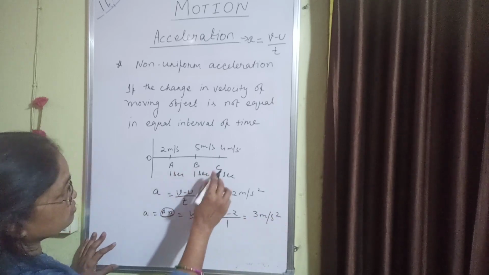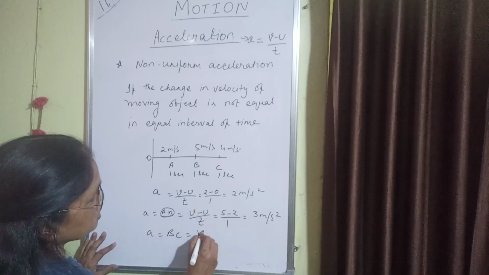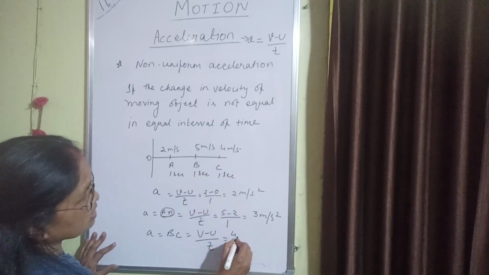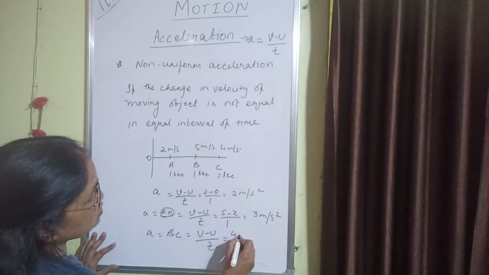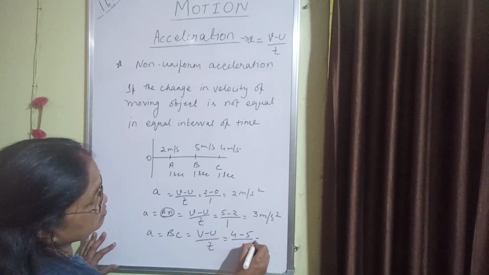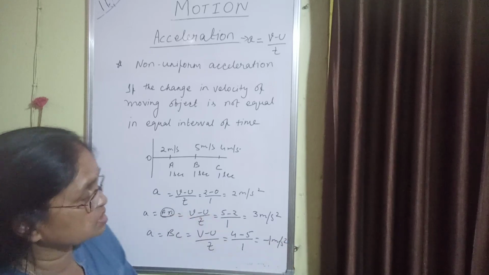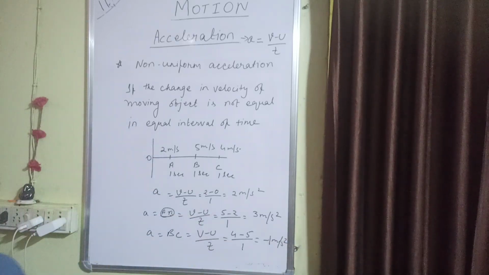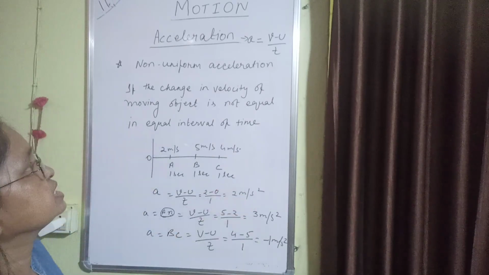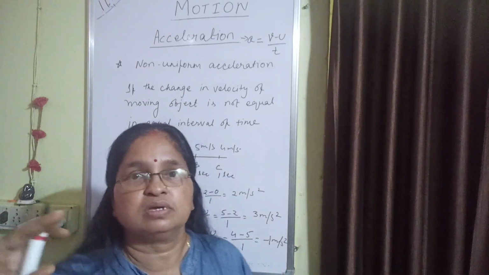And if you calculate for BC acceleration, let us calculate. v minus u by t. v is finally 4, minus, initially it was 5, divided by 1. So 4 minus 5, that is minus 1 meter per second square. So students, you see sometimes you get negative acceleration also, that is retardation. So this is non-uniform acceleration, or you can say variable acceleration. I have shown you by giving examples.